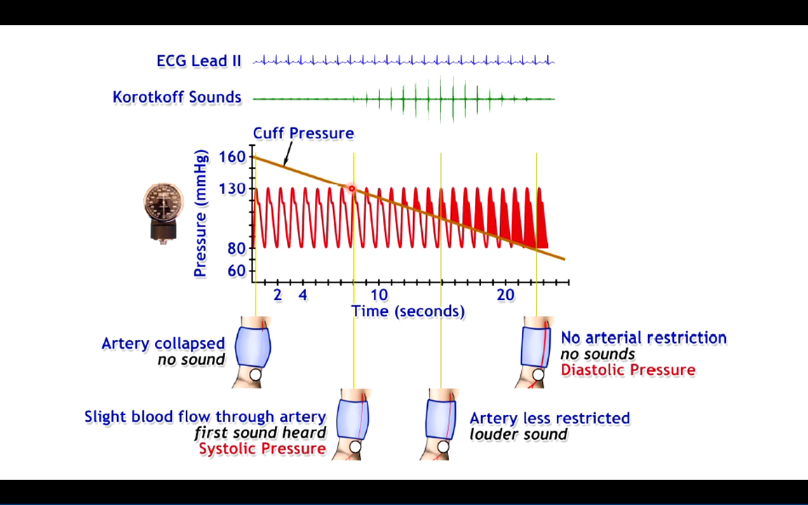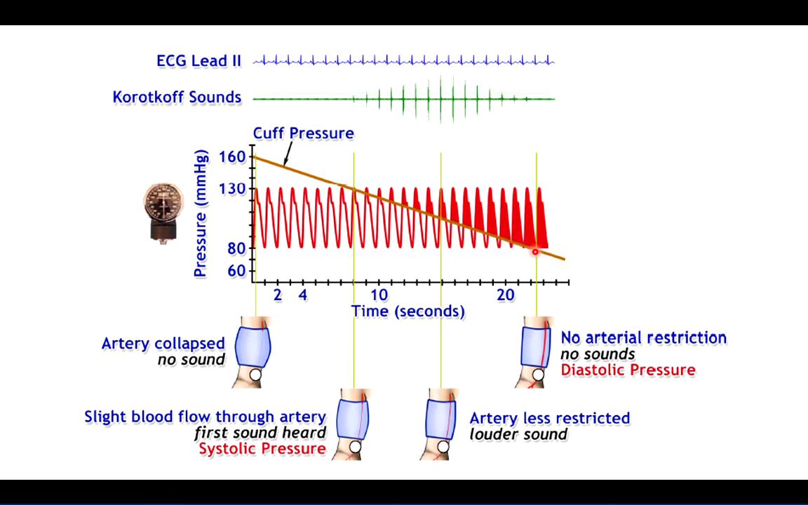And as we get down to this point where that first sound is heard, do you see here, this is our first Korotkov sound. The green would be our stethoscope. The first Korotkov sound indicates there's a slight blood flow through the artery. This is our systolic pressure. Now, as we continue to release the cuff pressure, that sound gets a little bit louder as the artery becomes less restricted. At some point, that sound will become a little bit muffled and distorted, and that's what we see happening here. It's upon this muffling and distorting that we'll call this our fourth Korotkov sound.